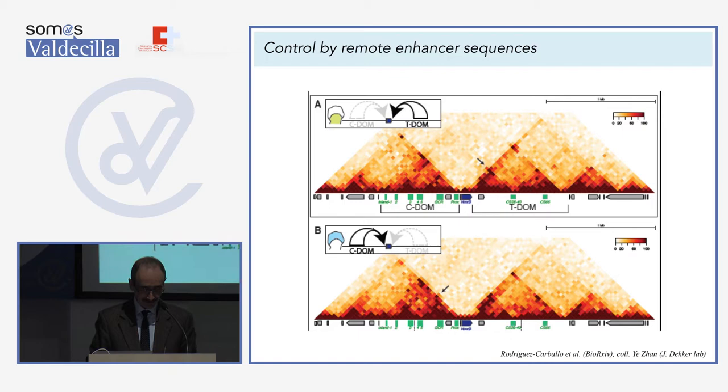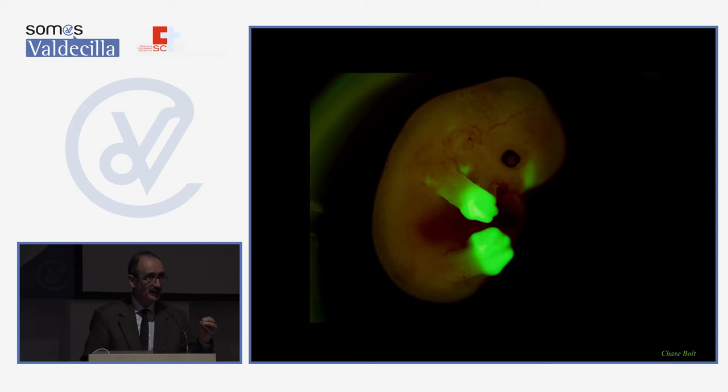Okay? Now, you can use these contact points to isolate regulatory sequences. For example, look at this strong square here. This is number 13, which contacts this green box here. This is an enhancer sequence. You can take this green box, go into a transgenic assay, and this is the work of Chase Bolt, a postdoc in the lab, and you see this extraordinary specific expression of the transgene. Okay, these are enhancer sequences that are very specific to make the hands and the feet.